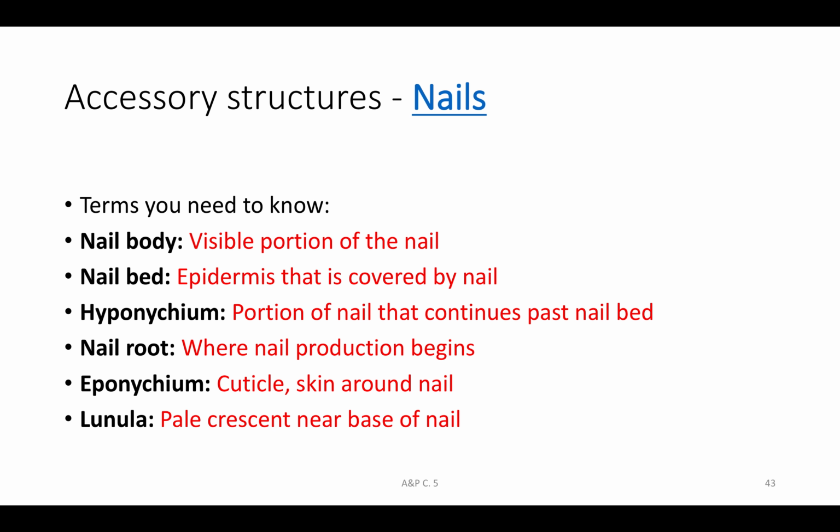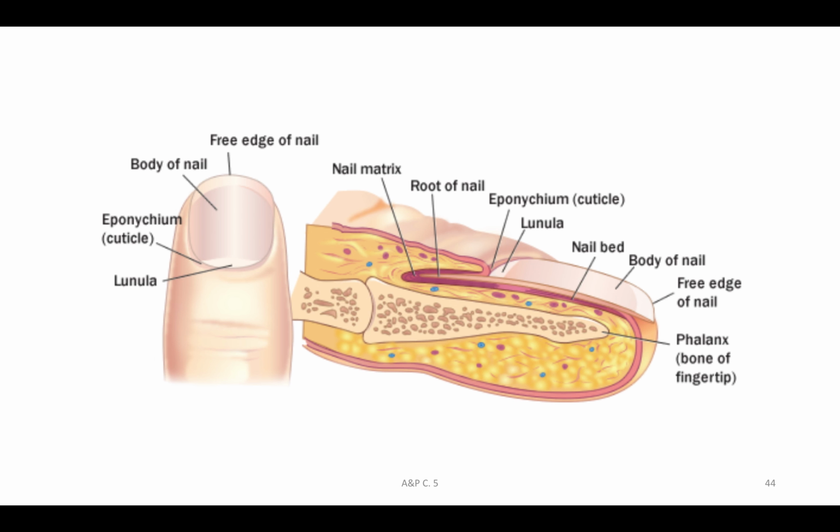With nails, I would also know the portions of the nail, or the structures. You have the nail body. The nail body is the portion of the nail that we actually see. Below the body, you have your nail bed. You have the hyponychium, which is the portion that extends off the tip of your nail. You have the eponychium, which is your cuticle. Your cuticle is the skin that we find around our nail. And then you have the lunula, which is the little crescent white part that you have at the base of your nail.